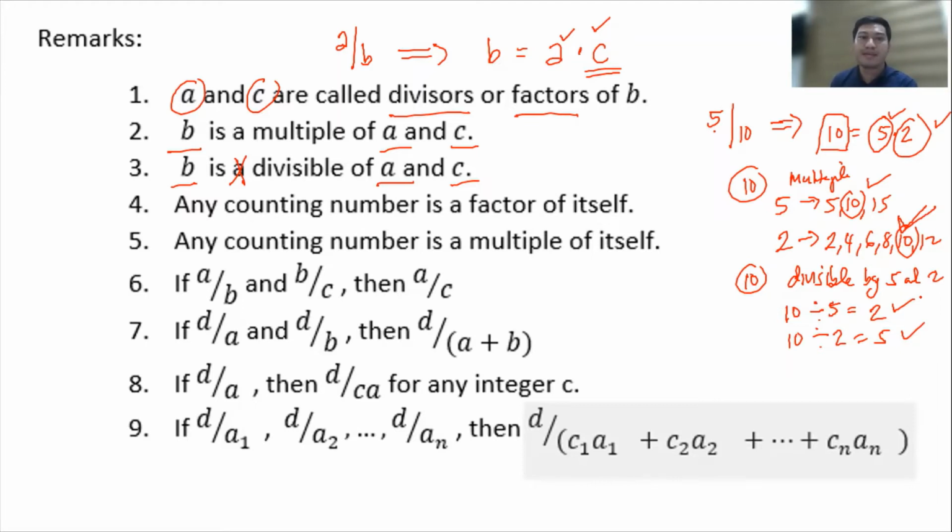Fourth, any counting number is a factor of itself. Why? Like 10. 10 is a factor of itself because you can have 10 times 1, right? So you can always have a factor of itself and 1. Same thing with any counting number is a multiple of itself. Because if you skip counting, you start with itself, 10, 20, 30, something like that. So you start with itself. So it's still a multiple of itself.